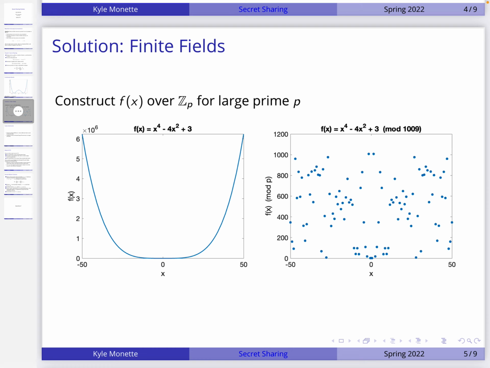Specifically here, we're using Z_p for some large prime. I took this polynomial and did 100 or so points mod a large prime, and this is the result. On the right, there is absolutely no way you could determine the polynomial by looking at that picture. So geometrically, graphically, we would expect a mod p polynomial to be secure, and it is.